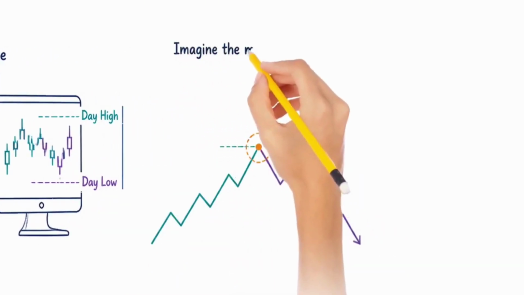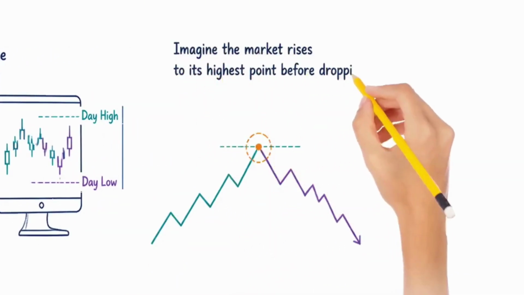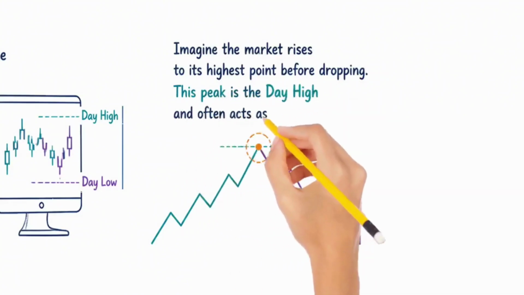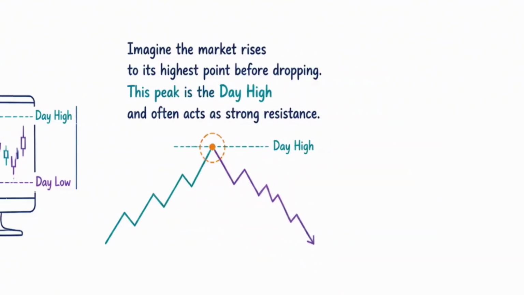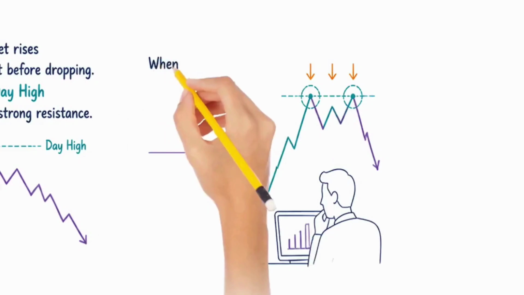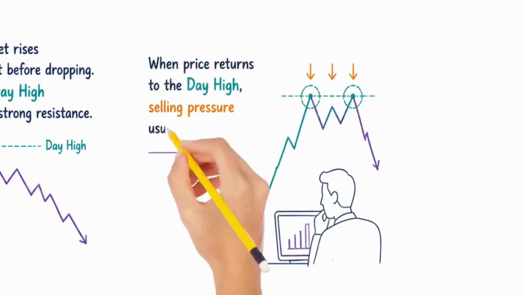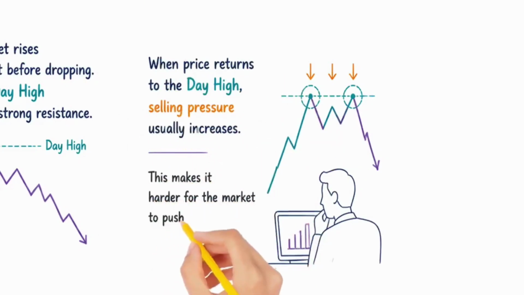Imagine the market rises to its highest point before dropping. This peak is the day high and often acts as strong resistance. When price returns to the day high, selling pressure usually increases. This makes it harder for the market to push higher.